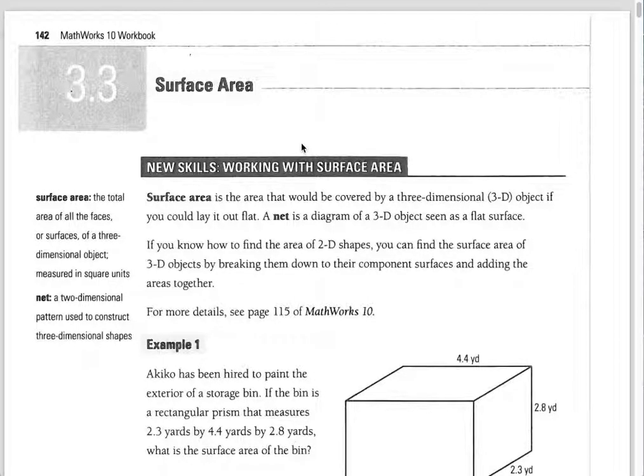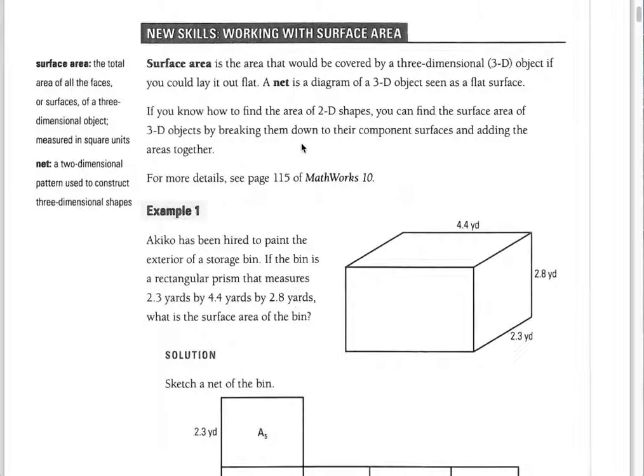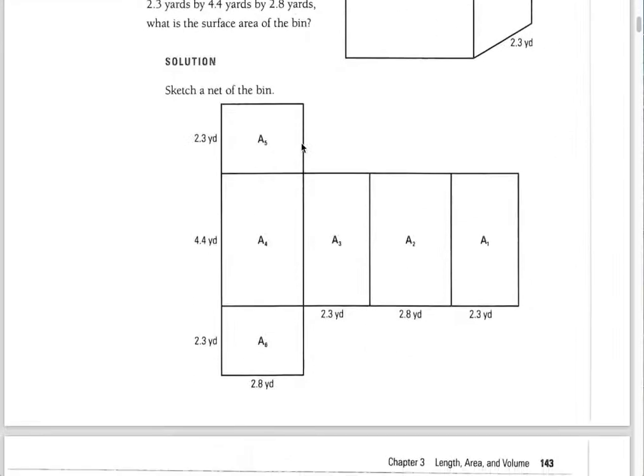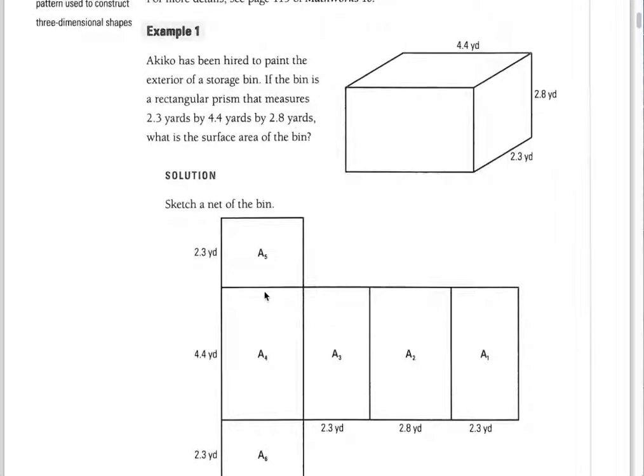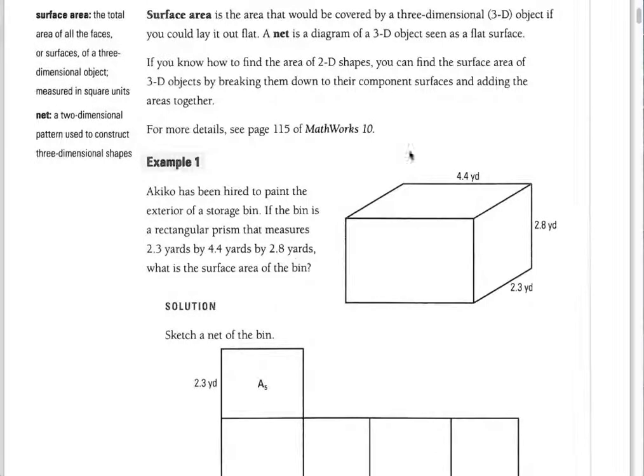Okay, so in 3.3 we're looking at surface area. Surface area of a 3D object is basically the surface area if the object was broken down flat. This is a storage bin which has been broken down flat into 6 different sides, including the bottom. This is called a net. So if you're looking at 3D objects and you want the surface area, breaking it down into a net is probably the best way to go as to finding the total surface area of all the surfaces.